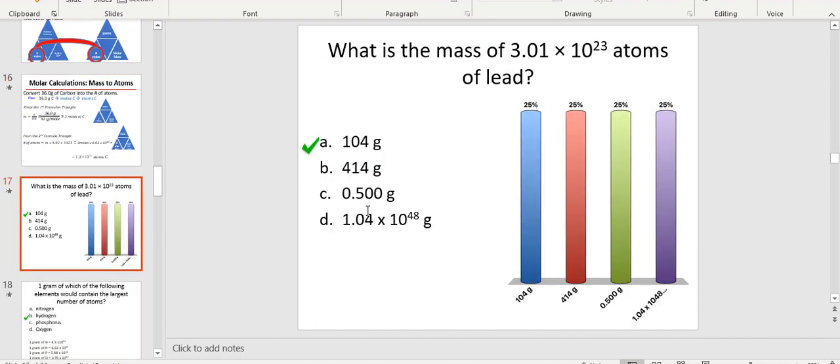Next question, what is the mass of 3.01 times 10 to the 23 atoms of lead? Okay, try these out. These are exam questions. I'm just going to change the numbers. Okay, and how do we do this one here? That is slide number 17. That is the next one.